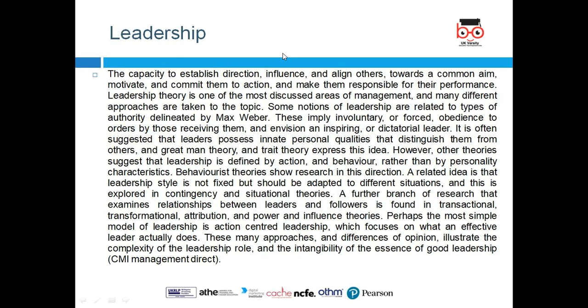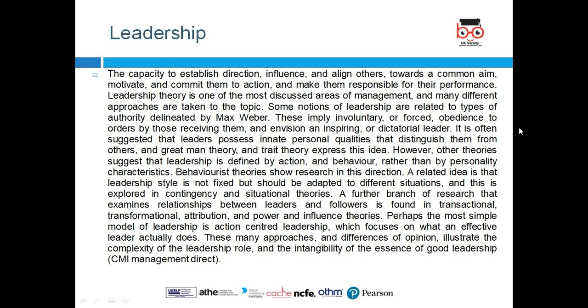So let's look at the definitions, what different authors are saying about leaders and managers. A leader has the capacity to establish the direction, influence and align others toward common aims, motivate and commit them to action, and make them responsible for their performance.